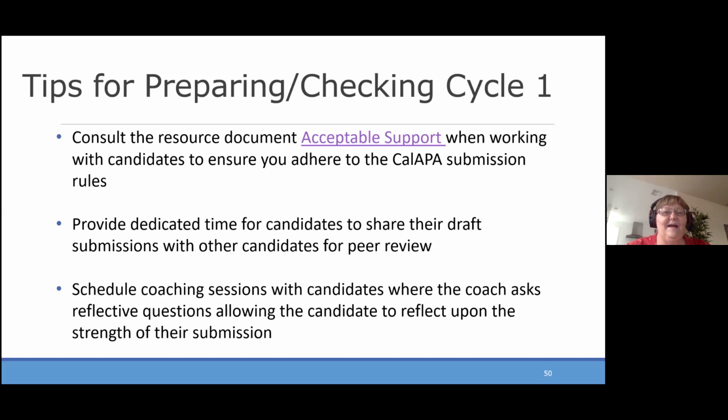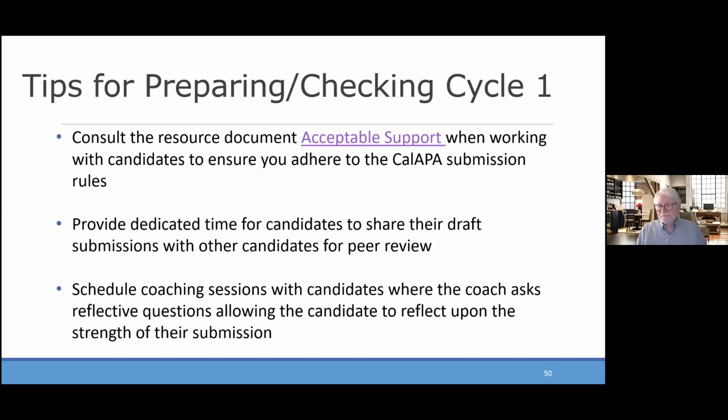Provide dedicated time for candidates to share draft submissions with other candidates for peer review. If you're meeting online and using Zoom, use some breakout rooms, put them together in triads to let them discuss their submission, look at it for each other to see if the pieces are all there and if they're strong enough to see, yes, it meets a rubric 3 or better.